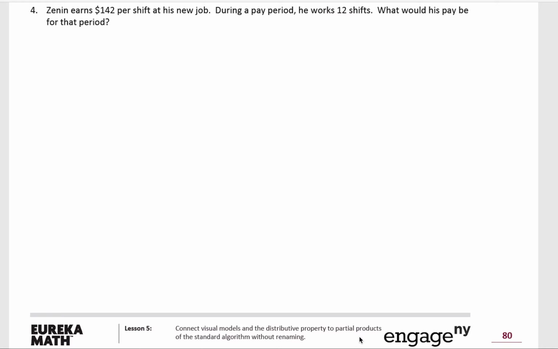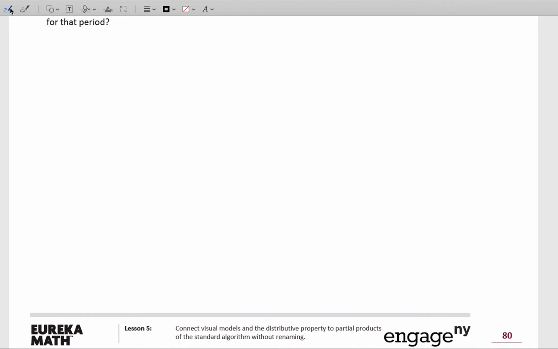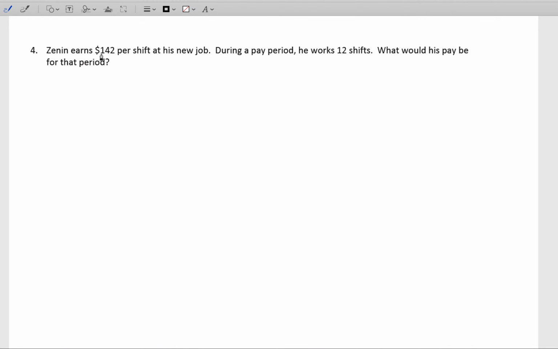Hi everyone, today we're going to be using the area model in order to solve a multiplication word problem. So let's just get right into it. As I look here, my word problem is telling me, Zenon earns $142 per shift at his new job. During a pay period, he works 12 shifts. What would his pay be for that period?